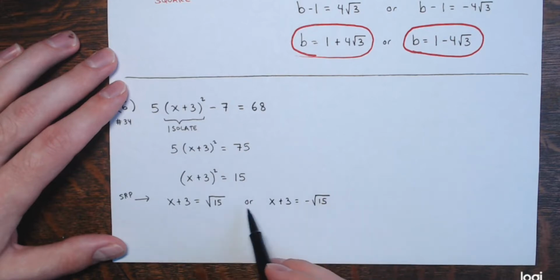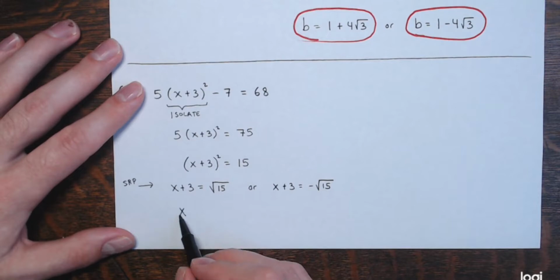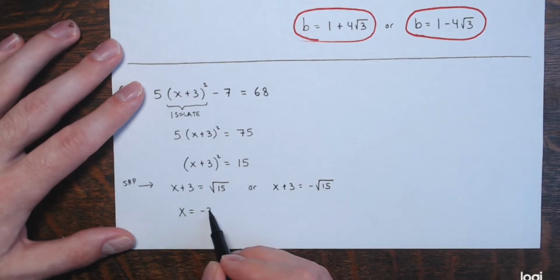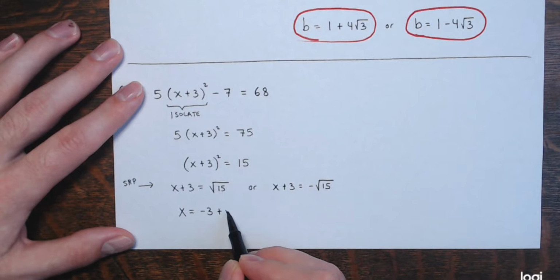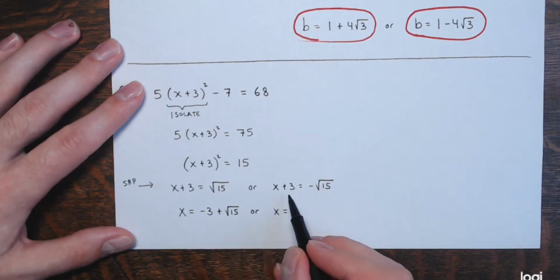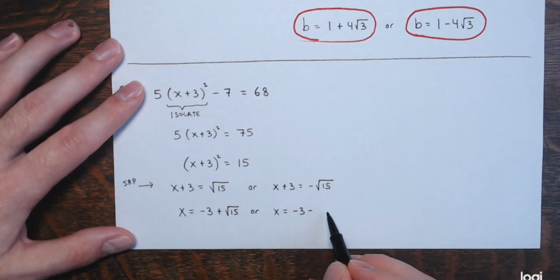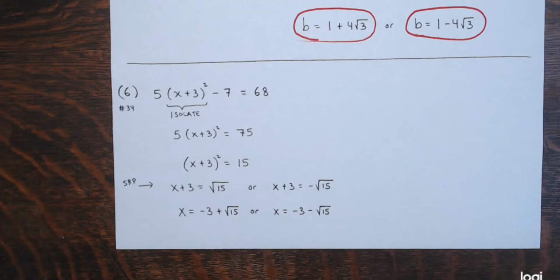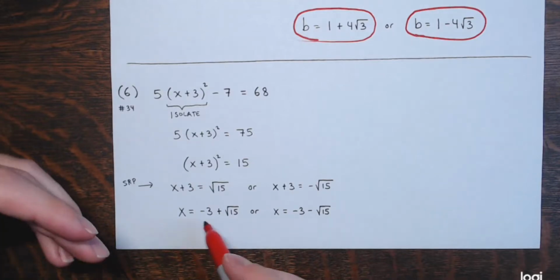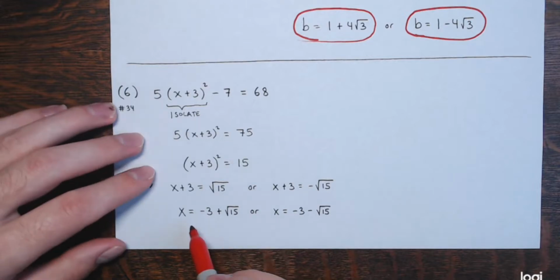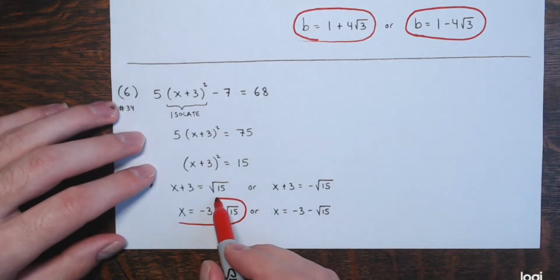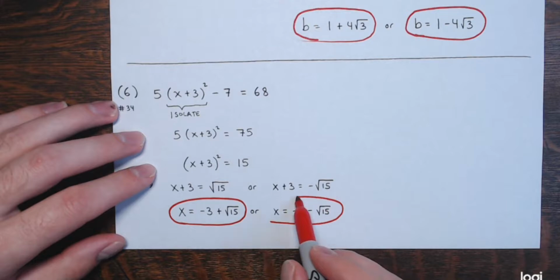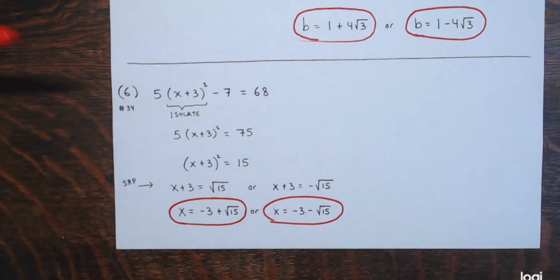And then I would subtract 3 from both sides. We get x equals negative 3 plus the square root of 15, or x equals negative 3 minus the square root of 15. And that's as simple as those solutions get. And again, I leave it to you to check, but both of these work. Great. All right, next question.